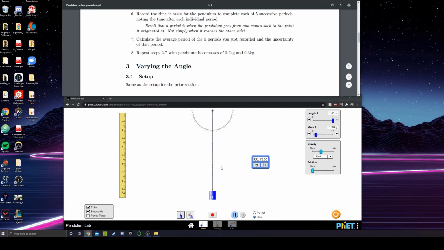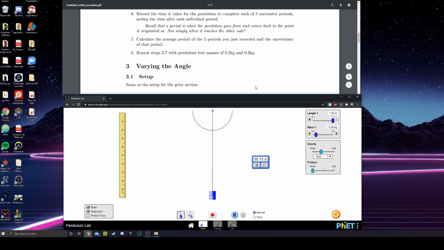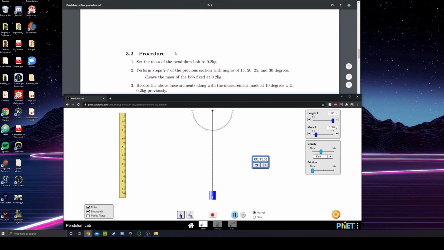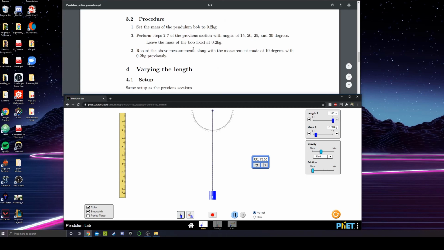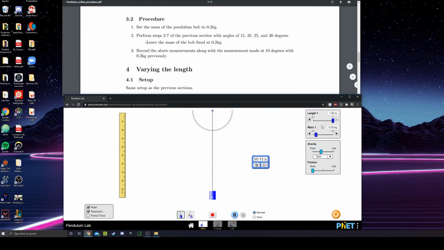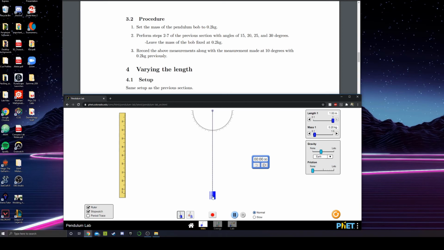Now we're going to vary the angle at which we drag this thing up to. So, ostensibly the period might get longer if there's more of an angle in there, right? The procedure is pretty much the same as before, and the setup is exactly the same as before, except that we're going to set the mass of the bob to 0.2, and we're going to leave it fixed there the entire time. Now it says to perform steps 2 through 7 of the above with angles of 15, 20, 25, and 30 degrees. So I'm going to reset this, and I'm going to set it to 15 degrees this time, and let it go for a sec.